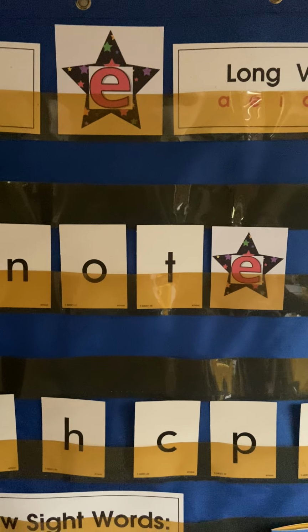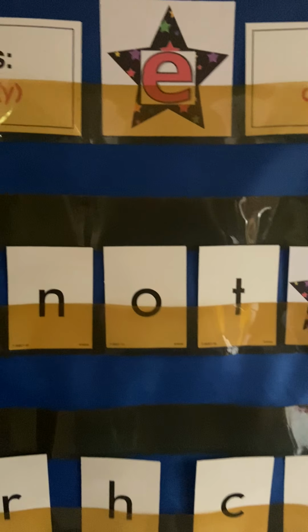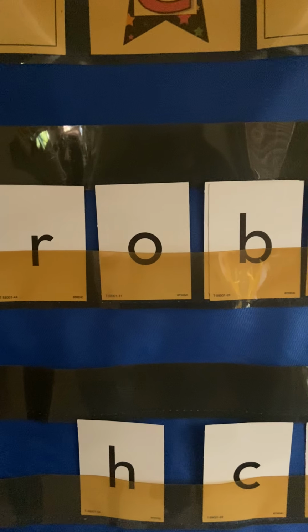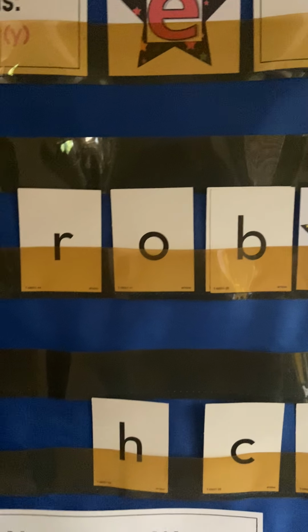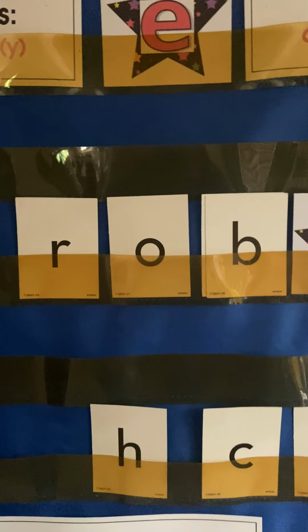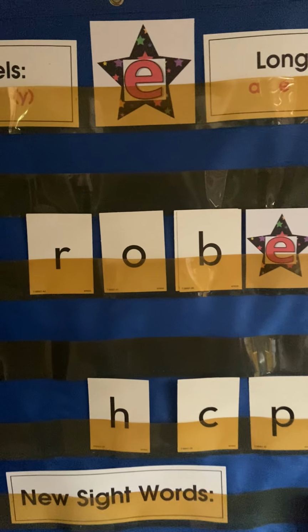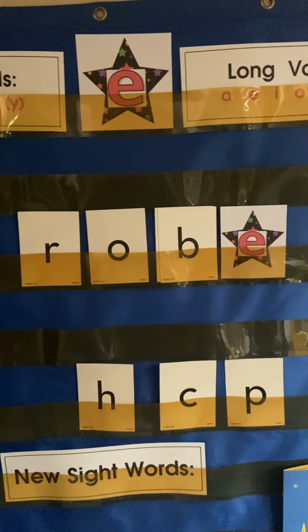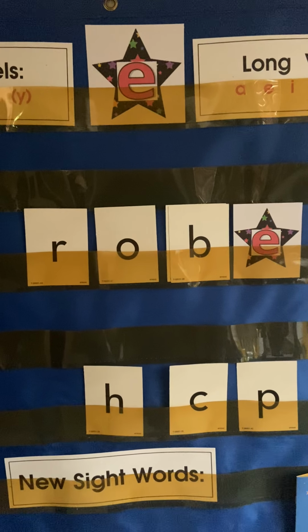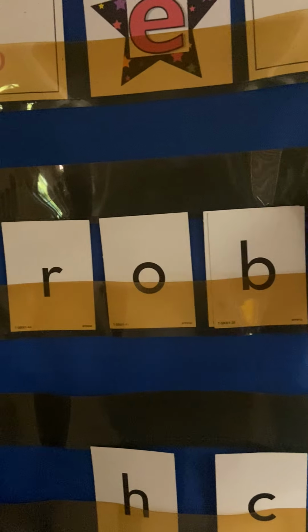Okay, we're going to try this one. Let's go. R, O, B. Rob. Say, we don't want anyone to rob the bank, right? Rob, that means take. All right, and if we put a silent E, we're going to turn the word rob into robe. Robe. I like to put on a bathrobe.